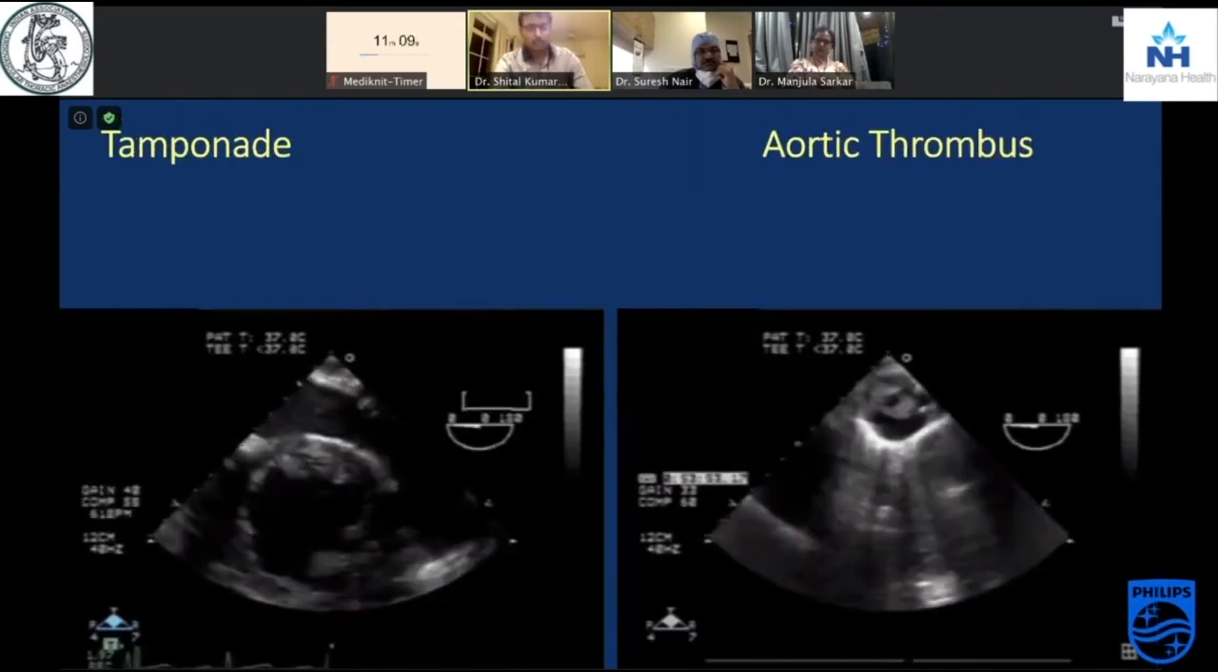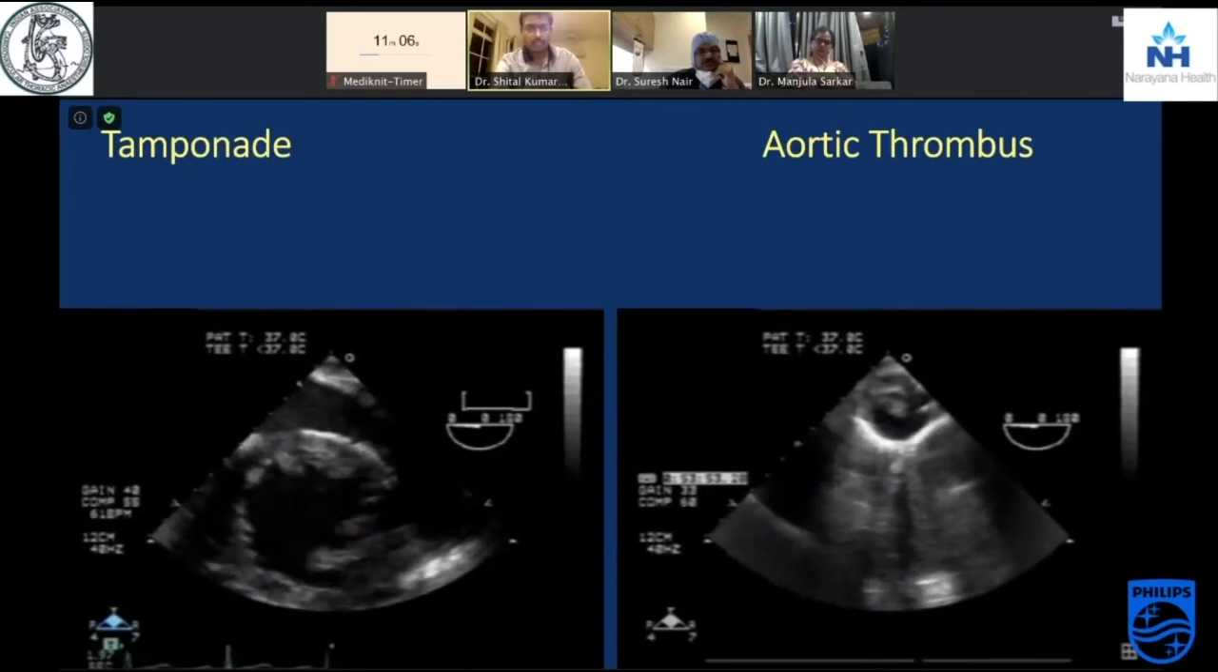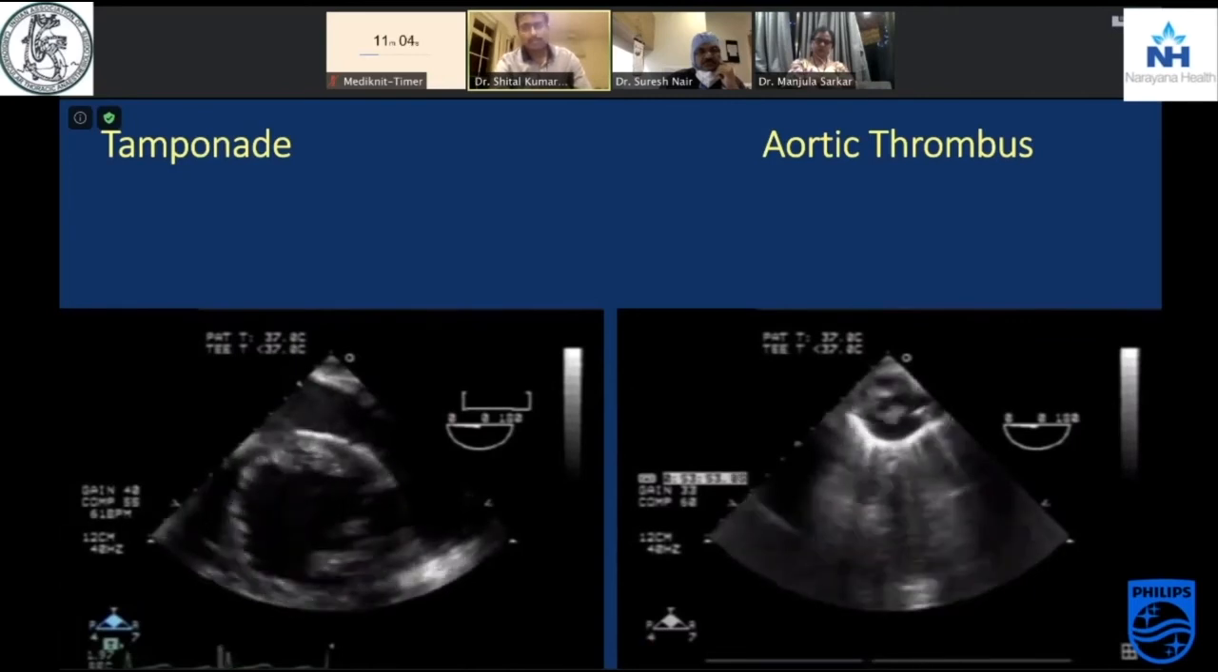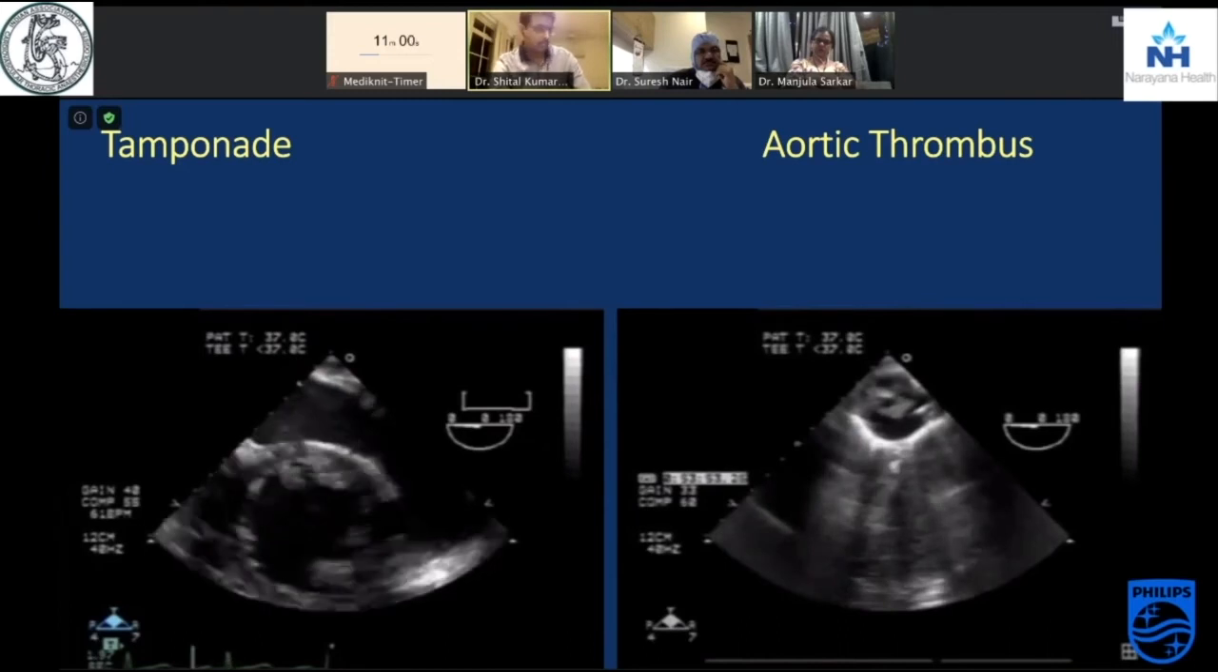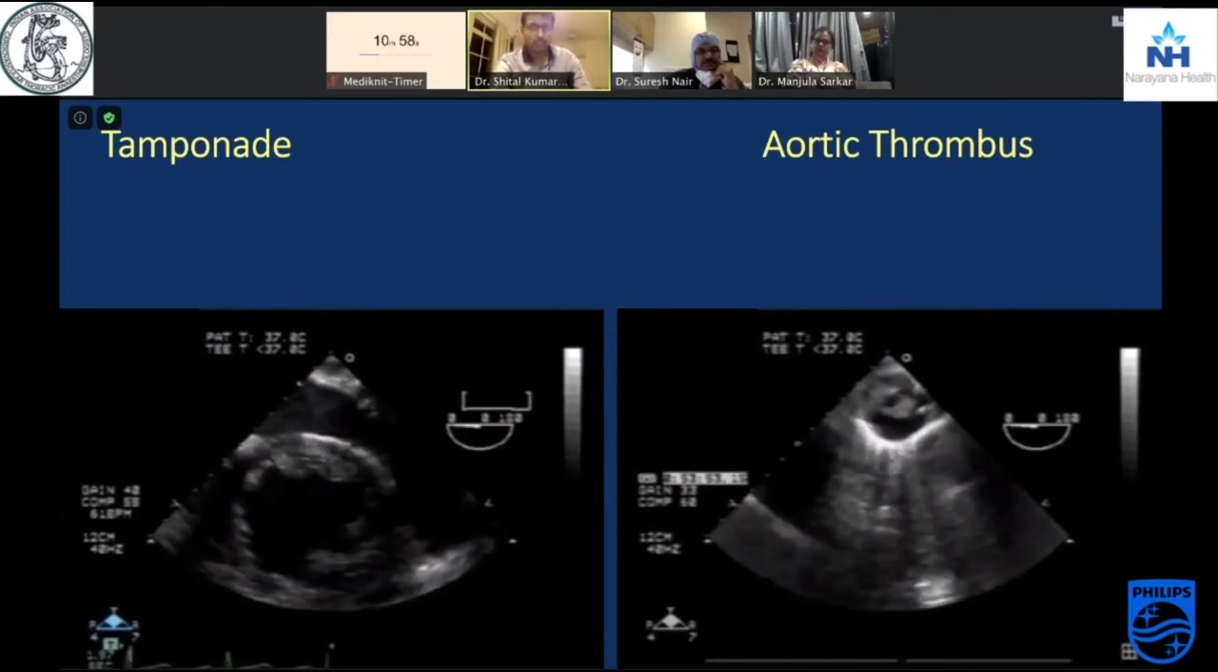Tamponade, a huge one here, encircling completely. And very rarely, some of the senior anesthetists here, in their career, might have seen aortic thrombus quite a few times. The right side of the screen is showing the aortic thrombus.